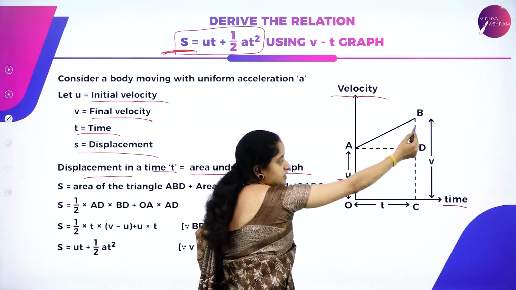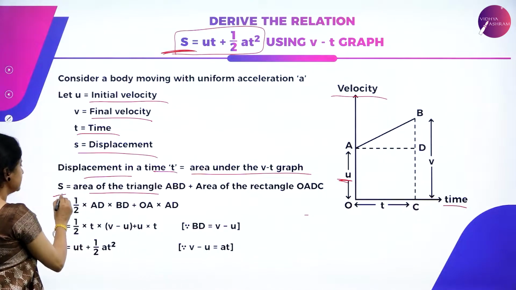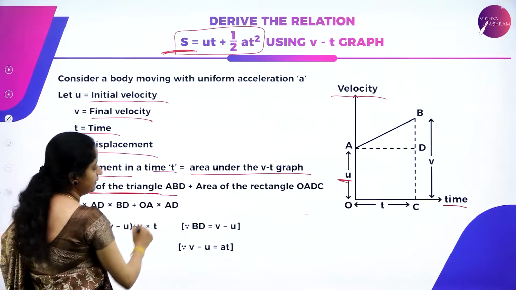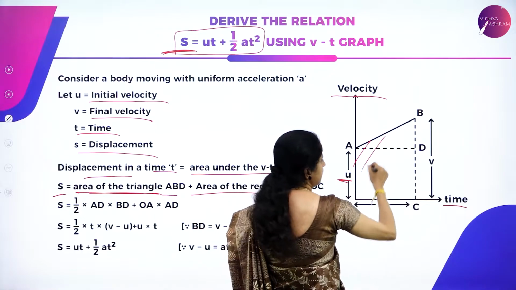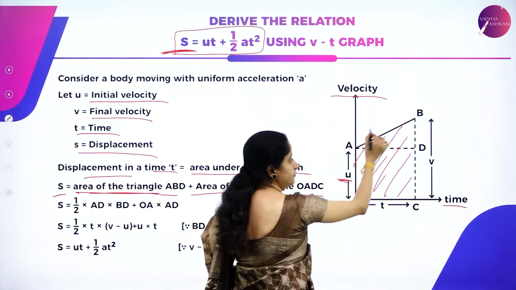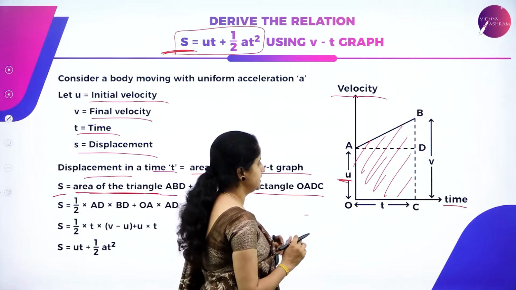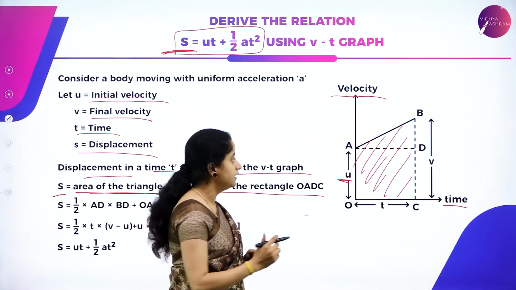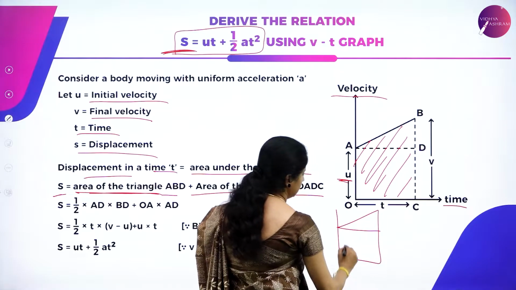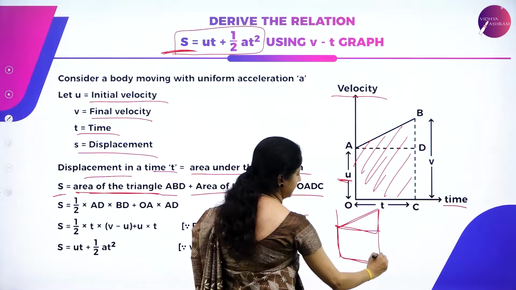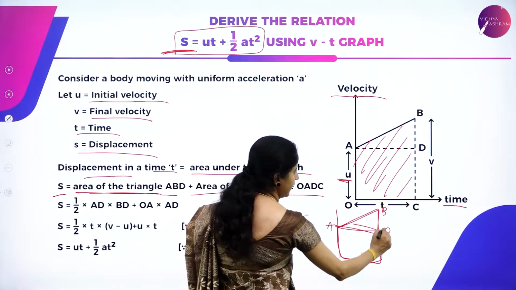Area under the VT graph is this thing, which gives us displacement. So to check displacement, that is S, which is equal to area of triangle ABD plus area of rectangle OADC, which means this is the area of the VT graph. If you calculate this area, then you will come to know what the displacement is. Now, how to calculate the area? Here in the diagram, it is divided into a triangle and a rectangle. Correct? So, triangle ABD and a rectangle OACD.